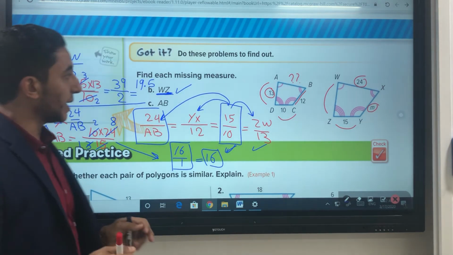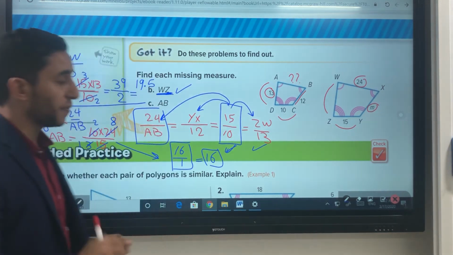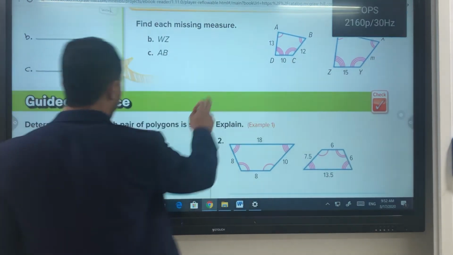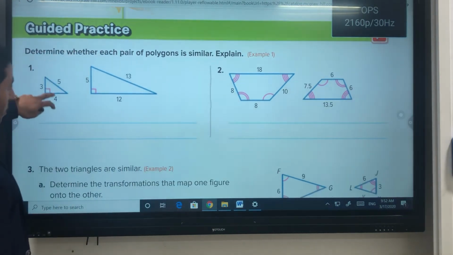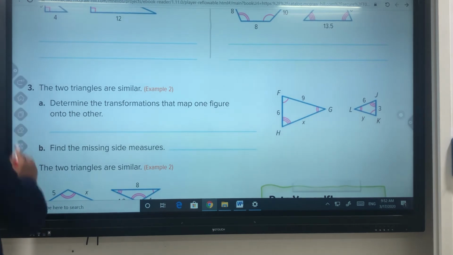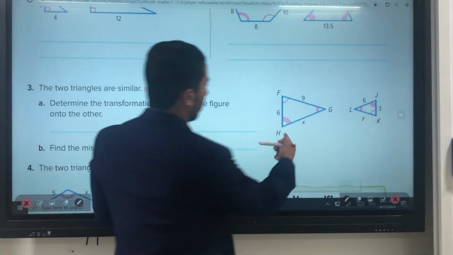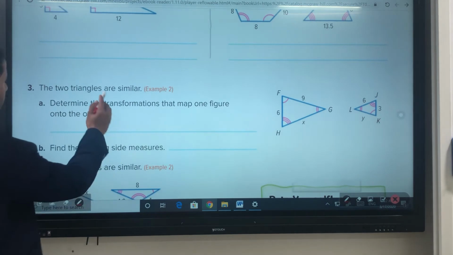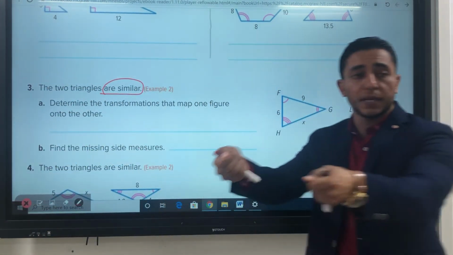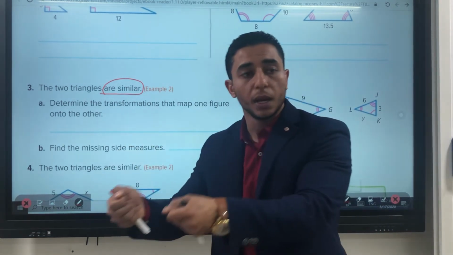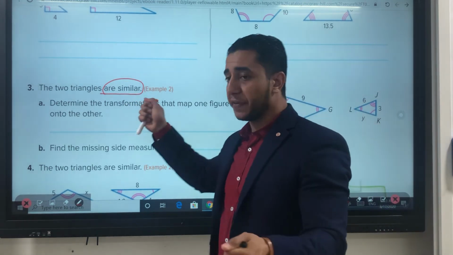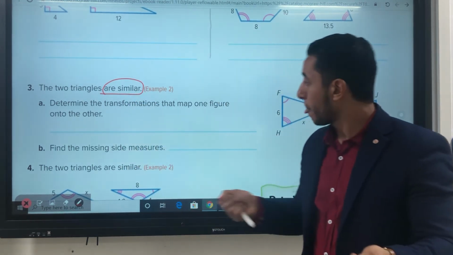This is the second idea of the lesson, which is find the missing measure. Okay, we solved the two questions here, and I will complete question number 3. The two triangles are similar. I give you permission to use the two conditions: angles are congruent and the sides are proportional. So they are similar, it's a very important given.